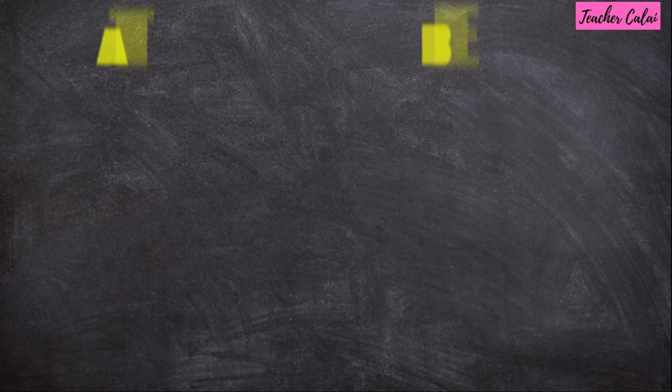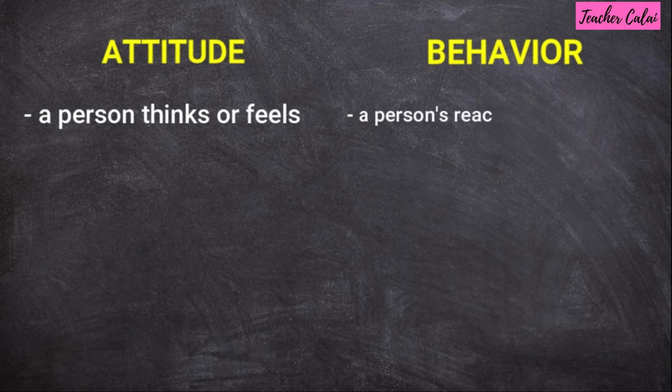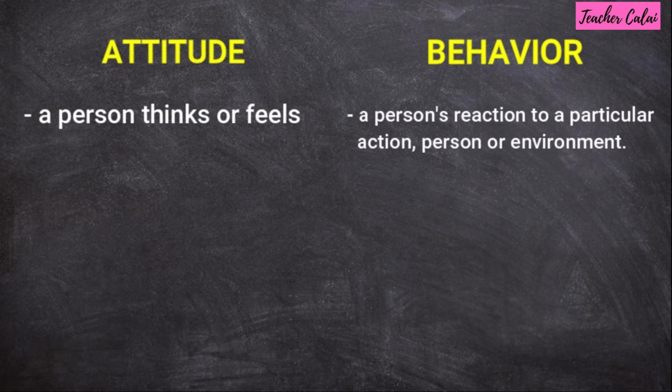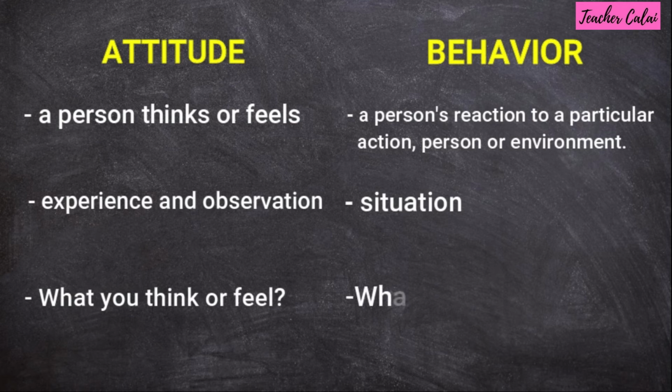Okay, so let's be more specific. When we say attitude, it refers to what a person thinks or feels. And when we say behavior, it is a person's reaction to a particular action, person, or environment. Experience and observation for attitude and situation for behavior. And what you think or feel is more important for attitude, while for behavior, it is what you do.